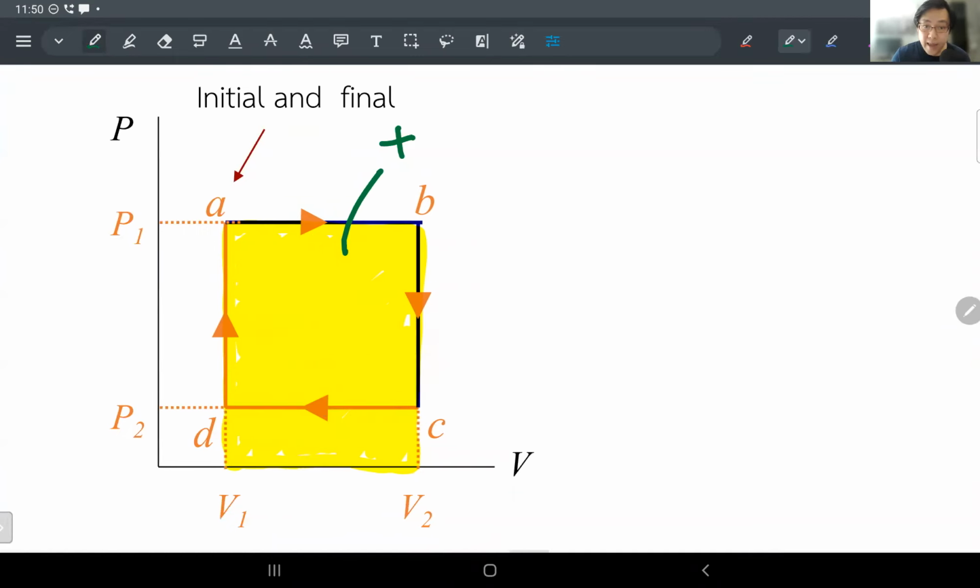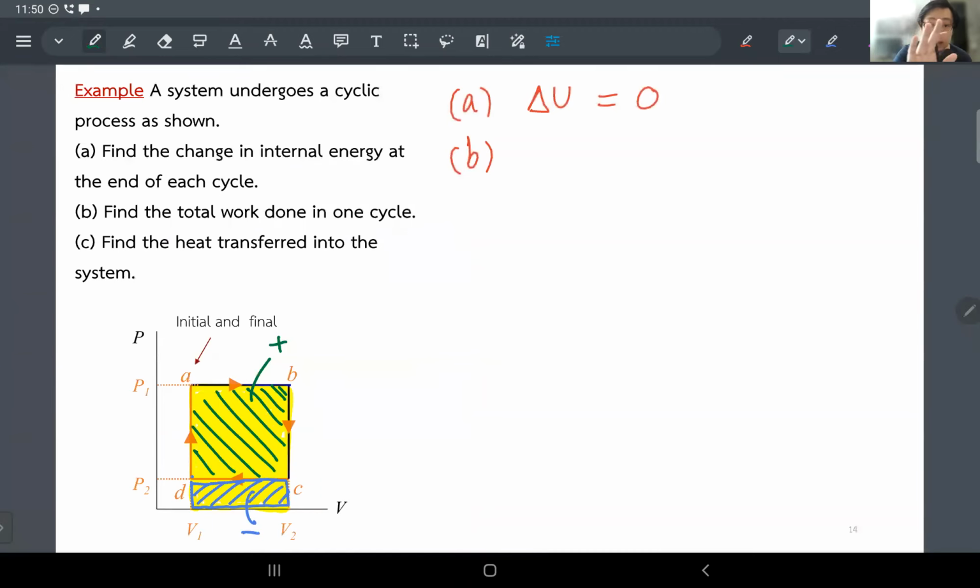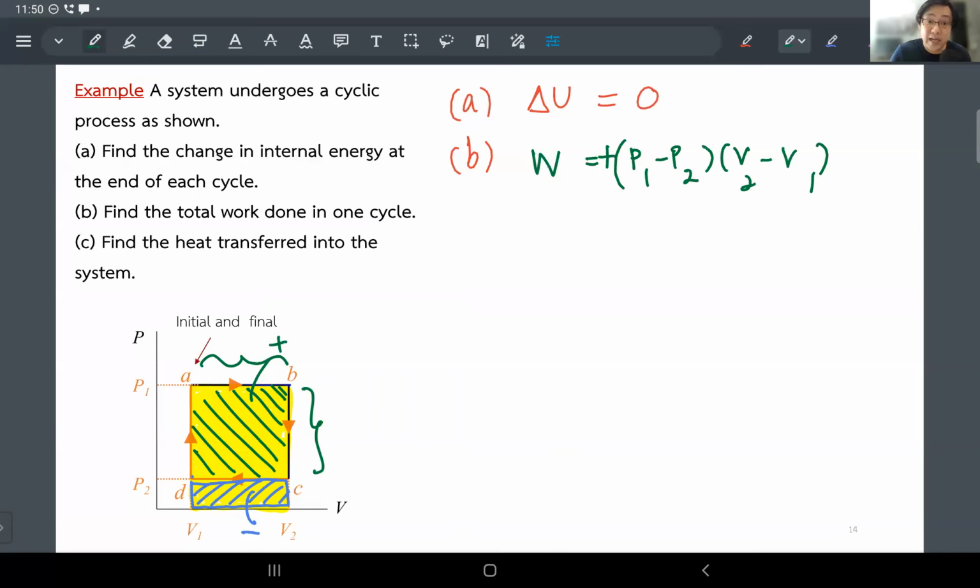It looks to be net positive, because the yellow shaded area is positive and the blue one is negative. You just erase the bottom portion of this area, so you are left with a big chunk of positive area. At the end, W for the whole cycle is just the width times the height, so it's (P1 minus P2) multiplied by (V2 minus V1). You're guaranteed this is positive, by the arguments we just made. So at the end of the cycle, the gas performs net positive work.